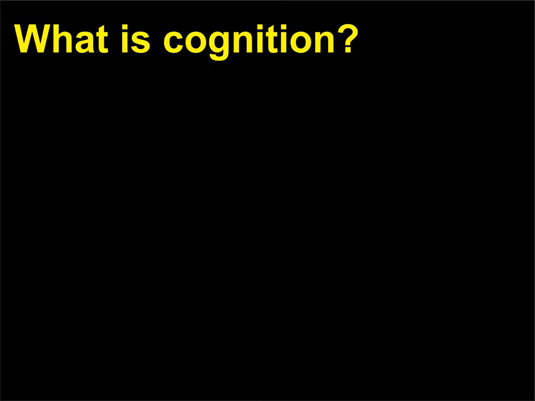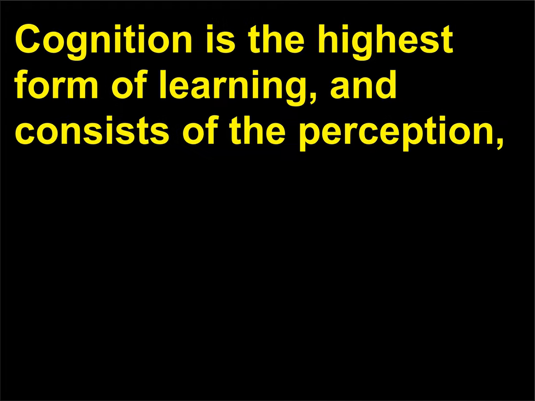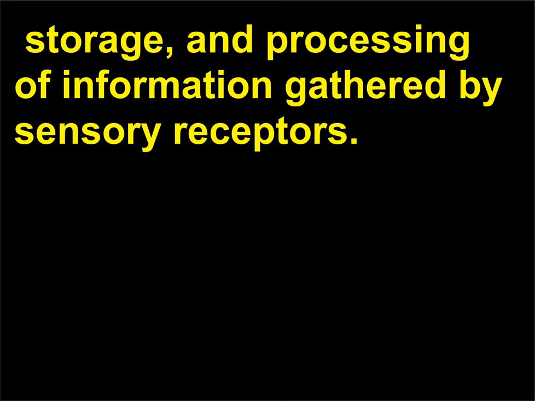What is cognition? Cognition is the highest form of learning, and consists of the perception, storage, and processing of information gathered by sensory receptors.